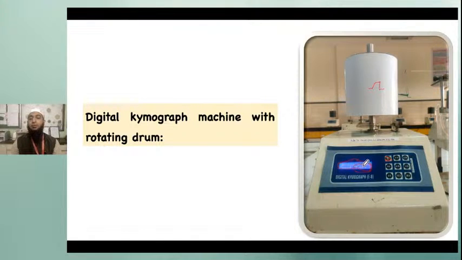Likewise, you can also measure the time. There is no need to use a separate stopwatch to record the time for which you are taking the response. That time is shown on this digital panel. So this is the first part of the kymograph machine. It is called the digital kymograph machine with rotating drum.